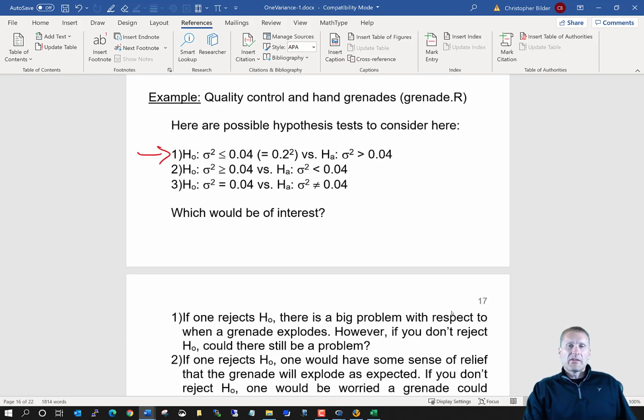We're going to do a test of sigma squared is less than or equal to 0.04 versus sigma squared is greater than 0.04. Now, why? Well, again, we often really focus on this HA here. Remember how we can control the probability of a type 1 error. And if one rejects H0, what that says is that there's a big problem with respect to when a grenade explodes. You might not want to use this kind of grenade if you reject H0, because you know there's going to be a lot of variability in that explosion time, or more than what was actually advertised.